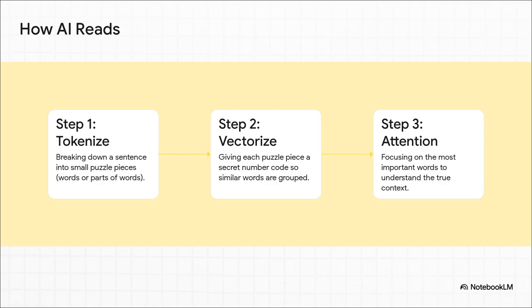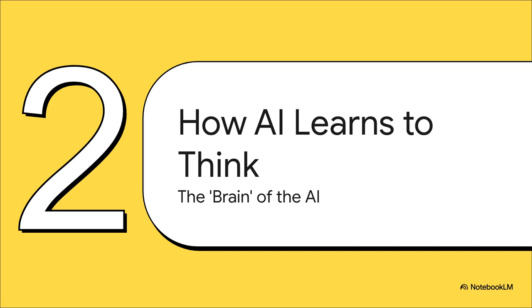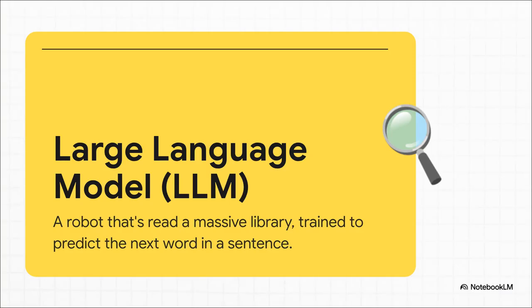Okay, so now the AI can read, but how does it actually learn to think, predict, and generate language on its own? This is where we get into the brain of the operation, the models and learning methods that make it all possible. At the heart of it all is the large language model, or LLM.